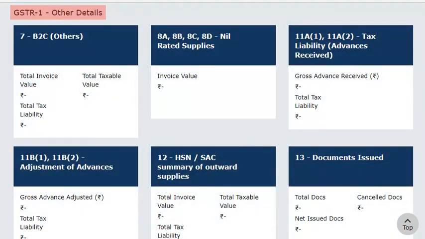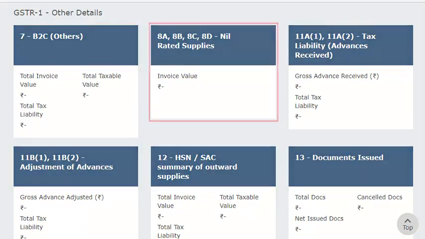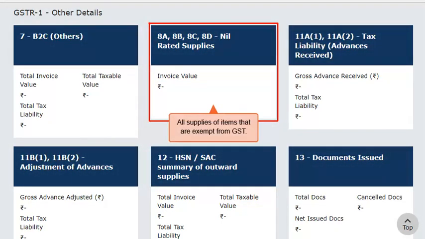Scrolling down to the GSTR-1 Other Details section, B2C Others is where you enter the state-wise or place of supply-wise and tax rate-wise summary of all intra-state supplies made to unregistered persons irrespective of their value. This section also captures interstate supplies of invoice value that are less than or equal to 2,50,000 rupees each. The nil-rated supplies tile captures information regarding all supplies of items that are exempt from GST.